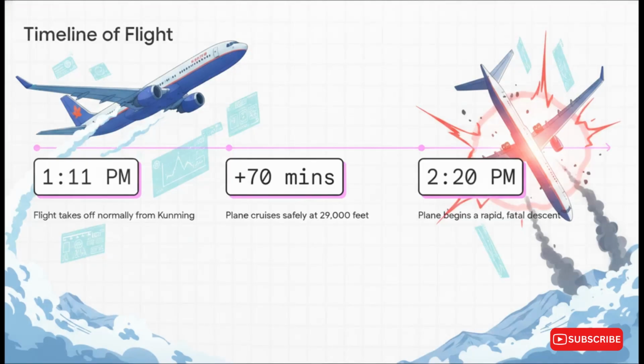To really grasp why this event completely shocked aviation experts all over the globe, you have to realize just how entirely perfectly routine it was right up until the very end. On March 21, 2022, at 1:11 p.m., flight MU5735 took off normally from Kunming, China. For a solid hour and 10 minutes, the plane cruised safely and steadily at an altitude of 29,000 feet. It was your standard everyday 2-hour passenger flight.